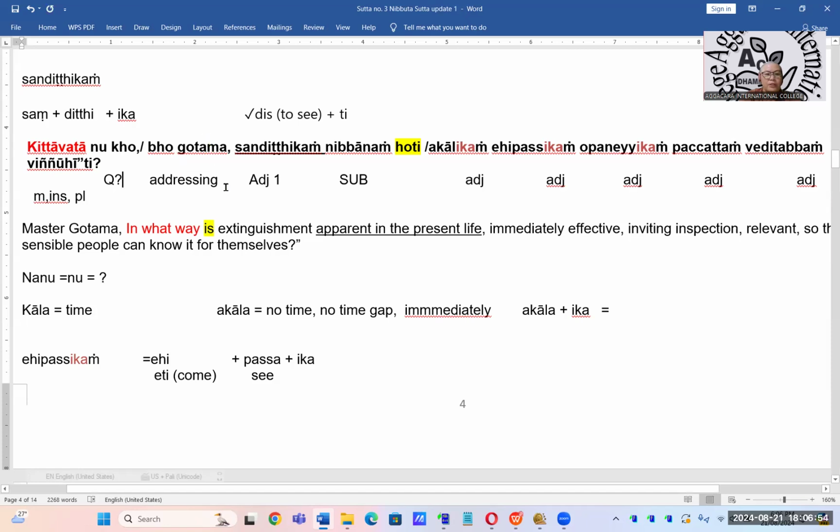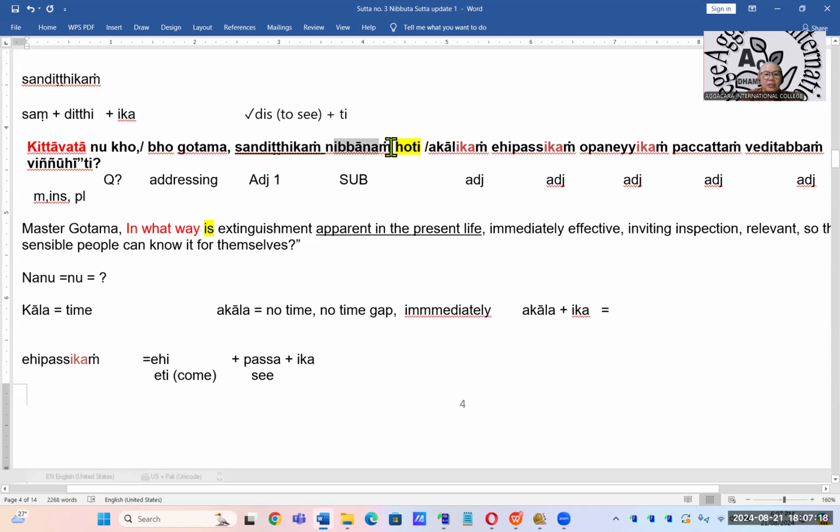Bho Gotama, addressing the Venerable Gotama. Now the question is going to ask about this Nibbana. All right, the subject is Nibbana, and this Nibbana is modified by many adjectives: sanditikam, which describes the Nibbana, akalikam, ehipassikam, opanayikam, paccattam veditabbam, vinnuhiti.